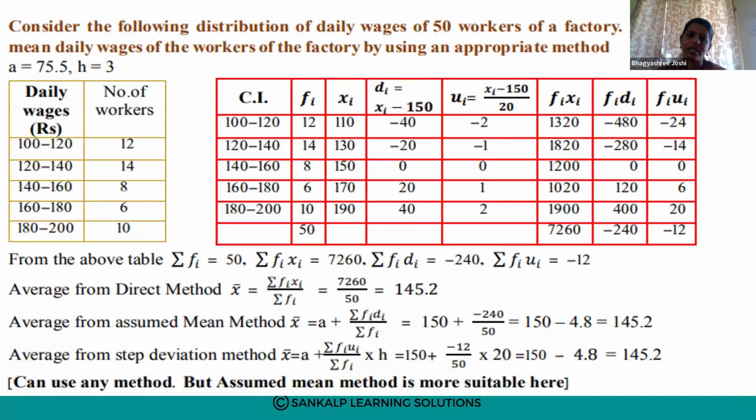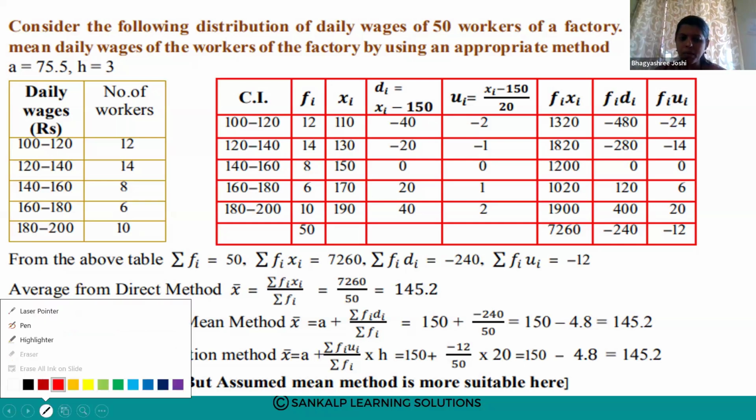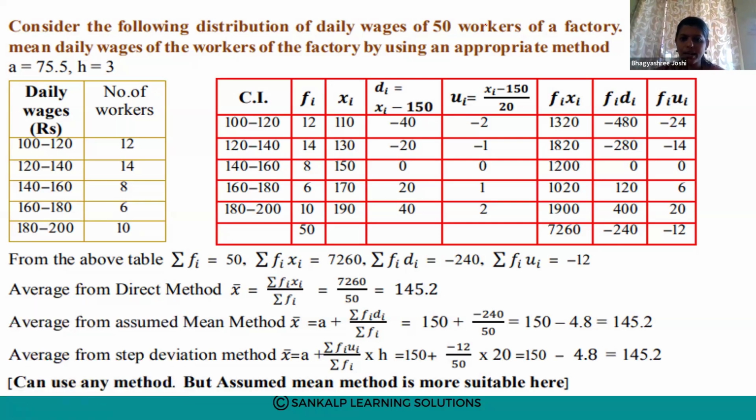Consider the following distribution of daily wages of 50 workers of a factory. Find the mean daily wages of the workers of the factory by using an appropriate method. If it is asked for 4 marks or 3 marks, you can use any of the three methods, or the step deviation method, right? So for the step deviation method, we need to calculate all di, ui, fi, xi. So fi, di, fi, ui, right?